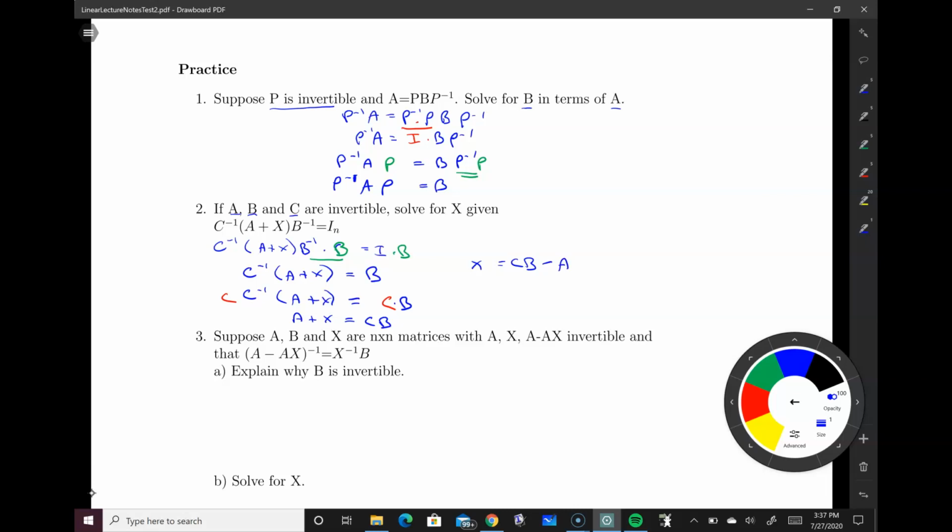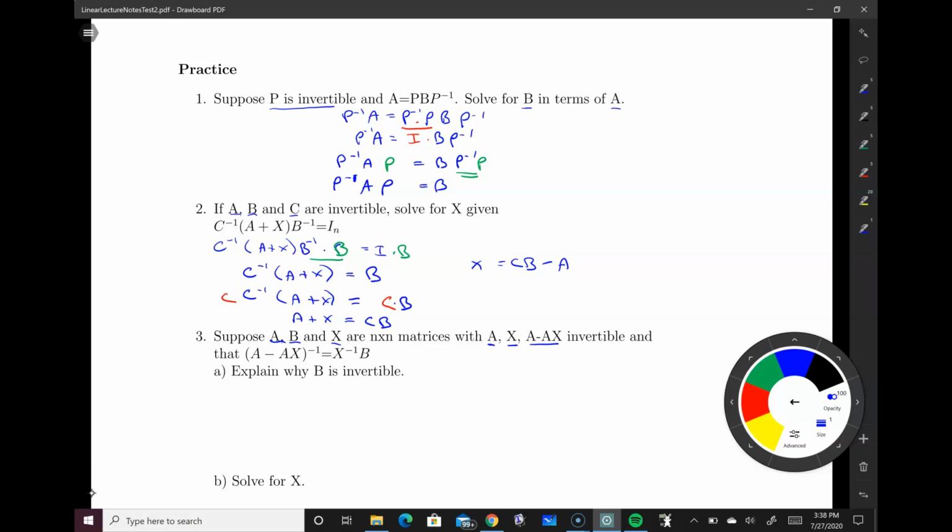All right, so moving on to this next one, a little more challenging. So I know that A, B, and X are square matrices, and that A, X, and A minus X are invertible. Okay, so here I have A minus X inverse, and that's invertible. X is invertible, that's good. And B, I do not know is invertible, because it doesn't say B is invertible.